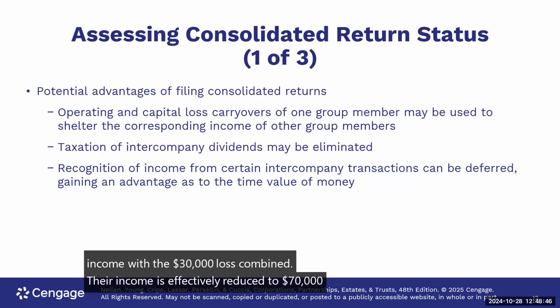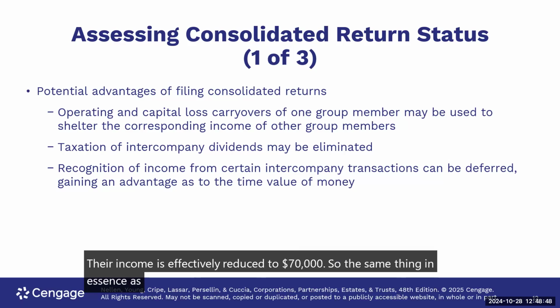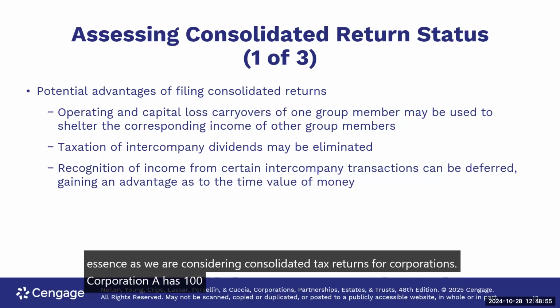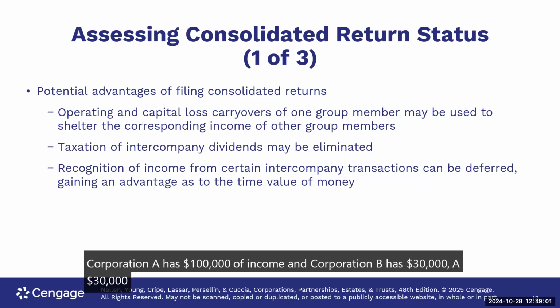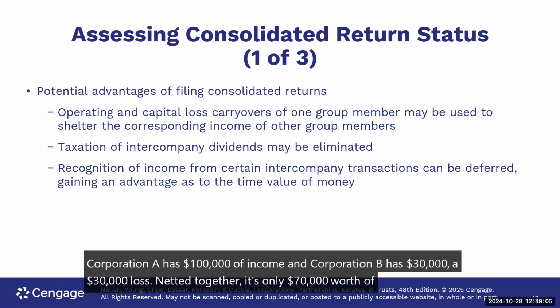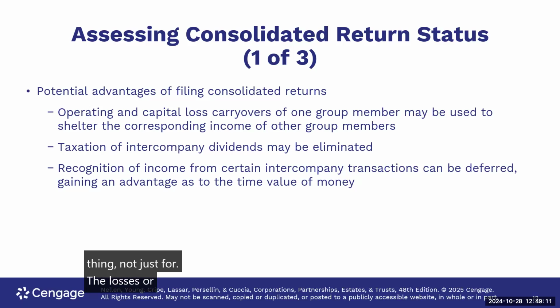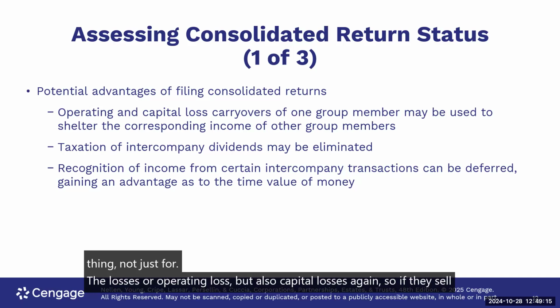It's the same thing in essence as we consider consolidated tax returns for corporations. Corporation A has $100,000 of income and Corporation B has a $30,000 loss. Netted together, it's only $70,000 worth of income. Same thing, not just for operating losses, but also capital losses. If they sell capital assets, same concept.